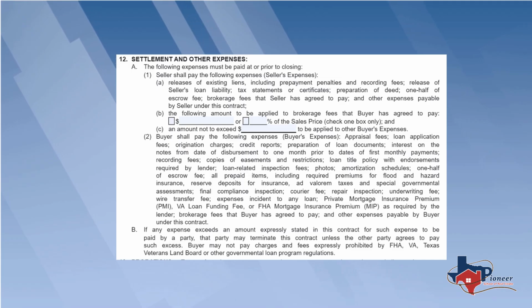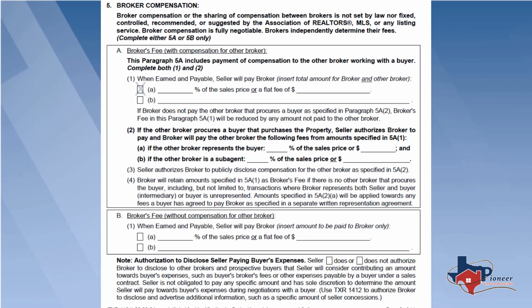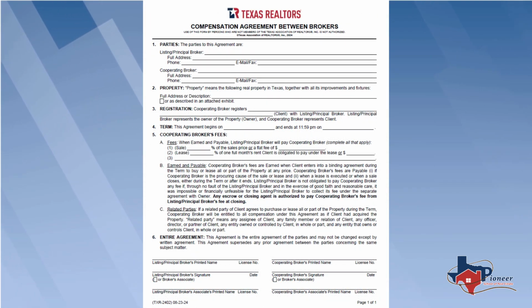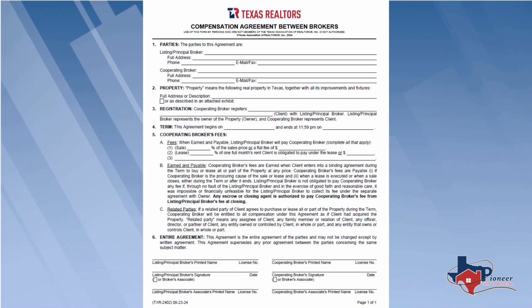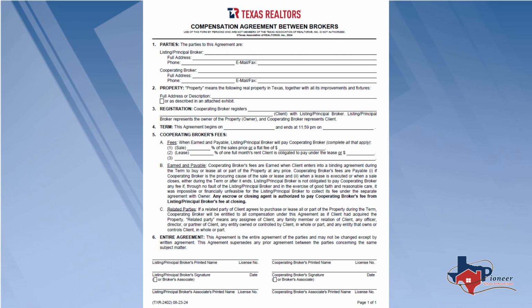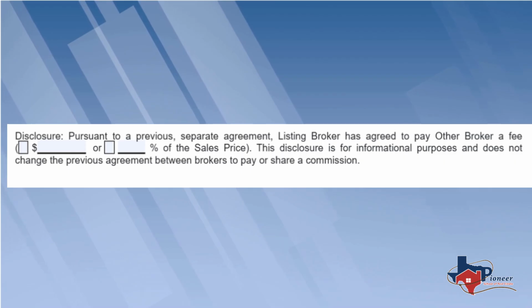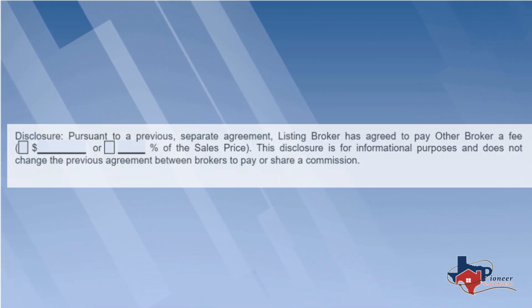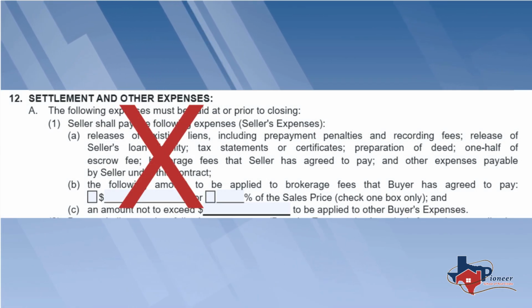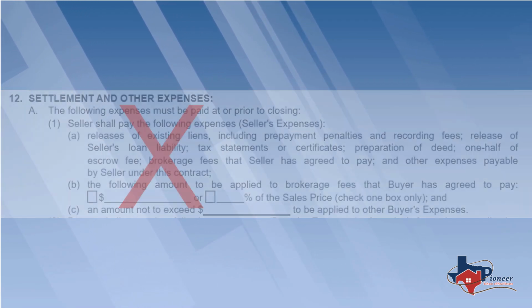When you get to this paragraph, you will need to know if the seller has authorized the listing broker to pay an amount towards the buyer's broker's fee in the listing agreement. If they have, then the brokers should use the compensation agreement between brokers for the amount being paid by the listing broker and complete the disclosures paragraph on page 10 of the sales contract with the agreed upon amount. Do not complete paragraph 12A1B in the sales contract for the amount the listing broker is paying.